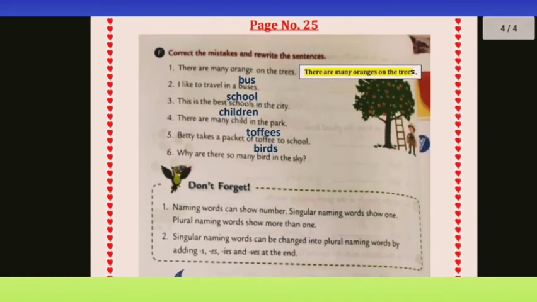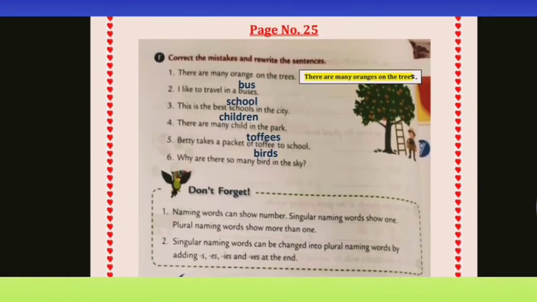Come to the next page, students. Page number 25, F exercise. Correct the mistakes and rewrite the sentences. There are mistakes in these sentences. You have to correct it and rewrite the sentence.